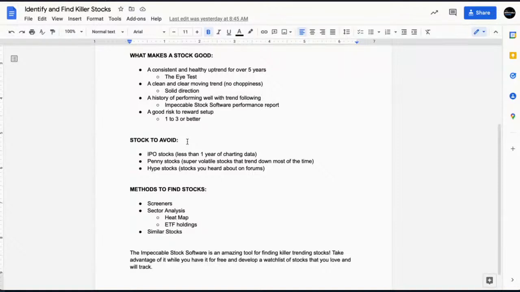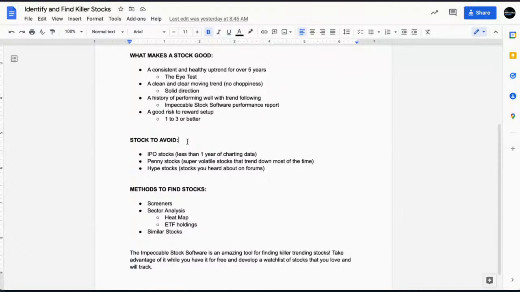And so again, if it's just now on the market, it just opened, or it's been on the market less than a year, we don't have enough data to make a conclusive decision about whether it's a good trade or not. So make sure that it's not an IPO stock. It's been on the market for at least 1 year.